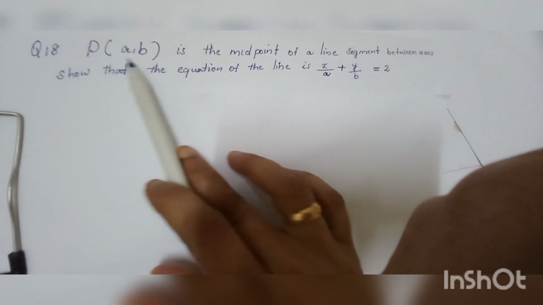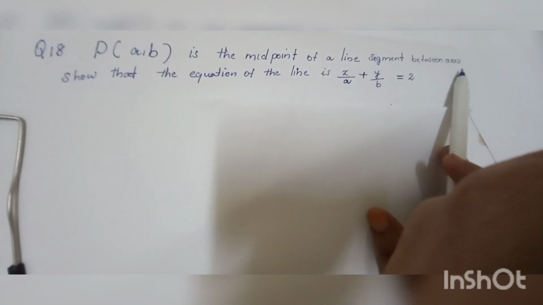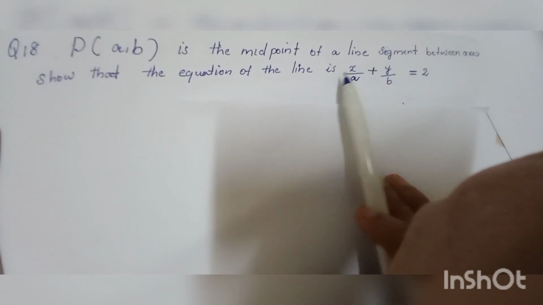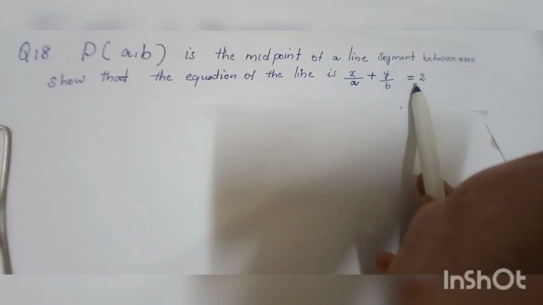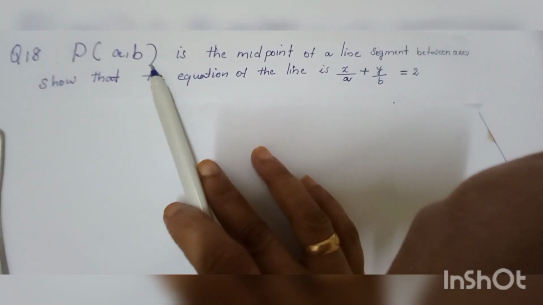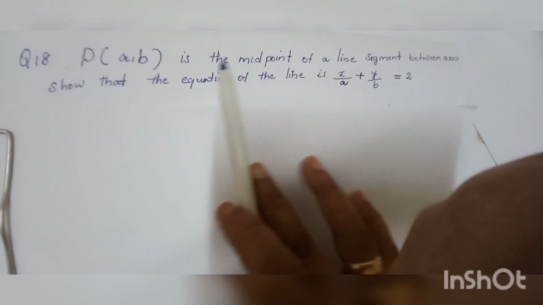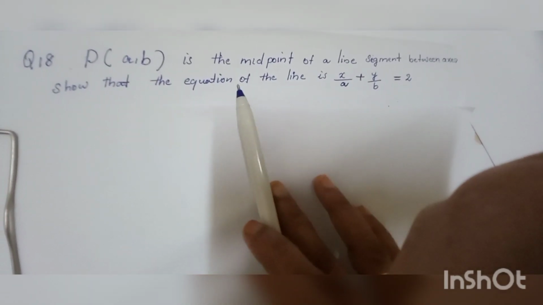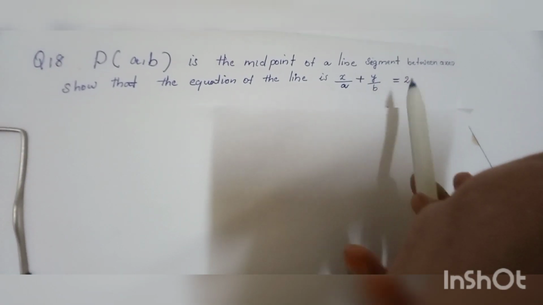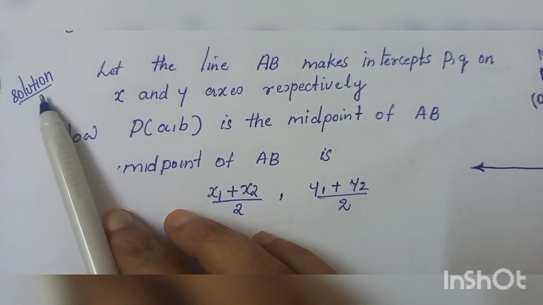Question number 18. P of AB is the midpoint of a line segment between the axes. Show that the equation of the line is x by a plus y by b is equal to 2. The point P, with coordinates a, b, is the midpoint of the line segment. We have to show that the equation of the line is x by a plus y by b equal to 2. Let's write the solution.